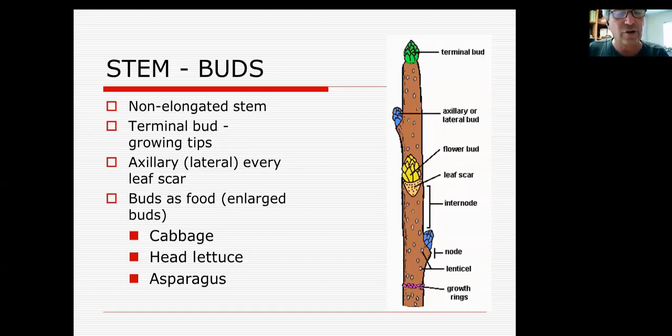Next time we'll get into leaves, and then we'll go into flowers. Those two will go pretty quickly, and then we'll go into some basics of plant processes when we meet next time.